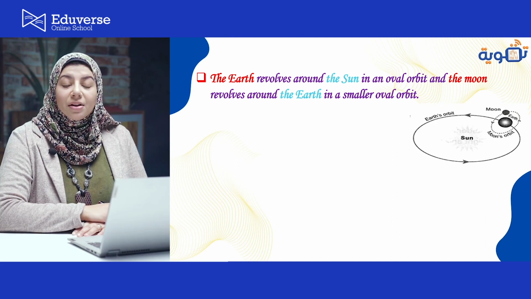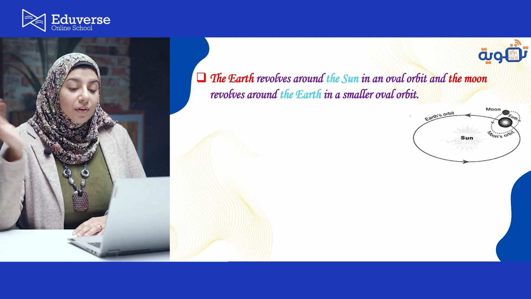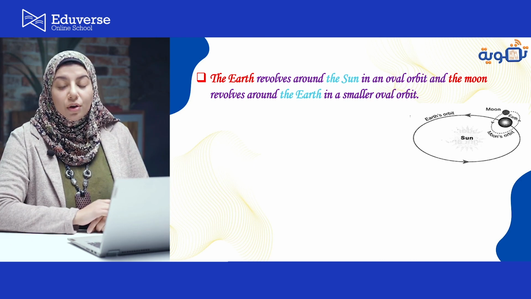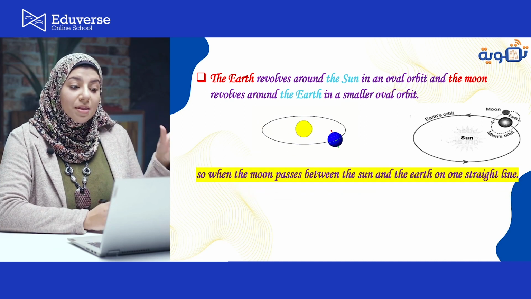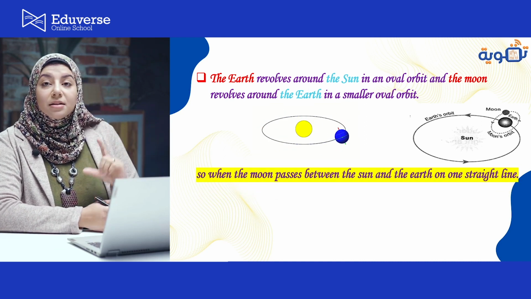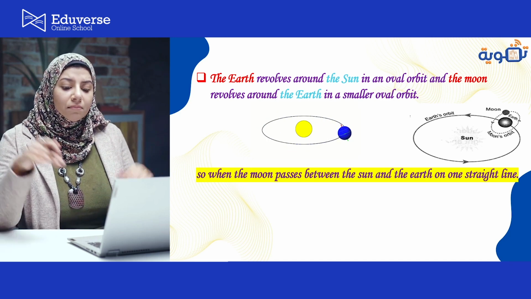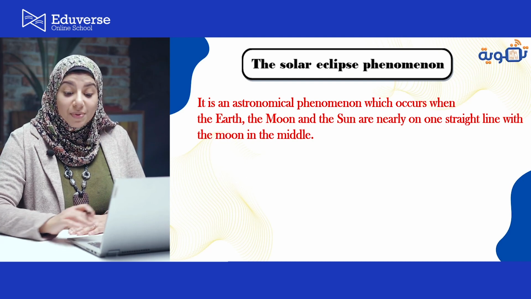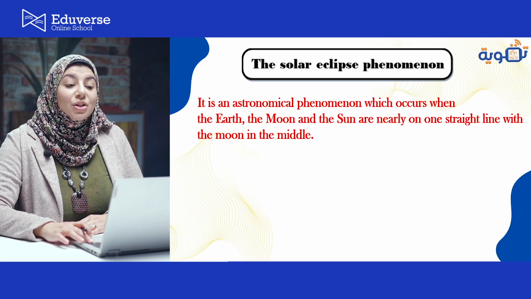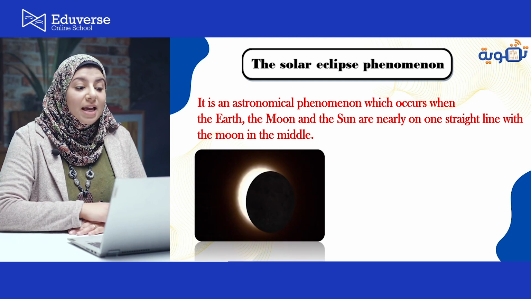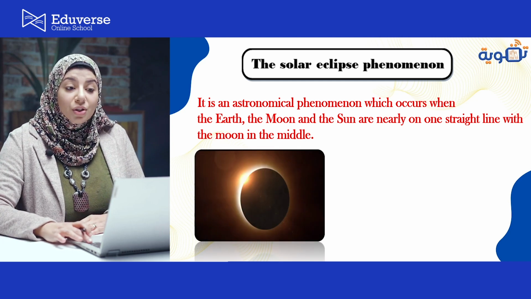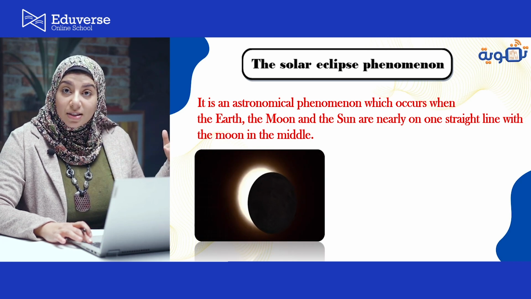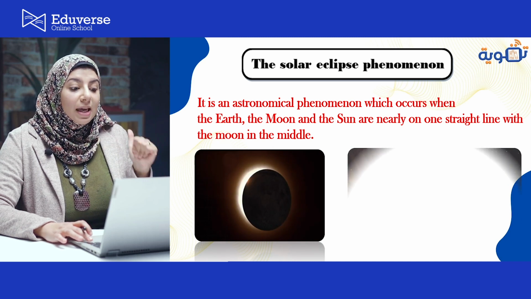You know, guys, the earth revolves around the sun in its oval orbit, and the moon revolves around the earth in a smaller oval orbit. So when the moon passes between the earth and the sun on one straight line, what do you think will happen? Exactly, the solar eclipse phenomenon. Great job! So we can define now the solar eclipse. It's an astronomical phenomenon which occurs when the earth, the moon, and the sun are nearly on one straight line with the moon in the middle.